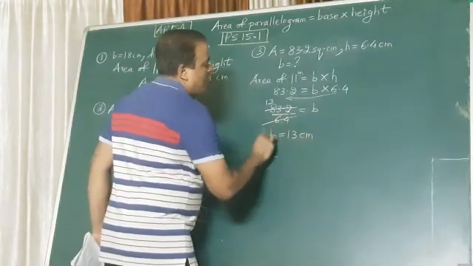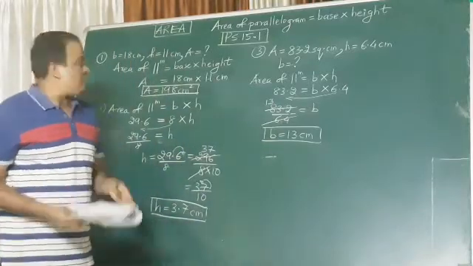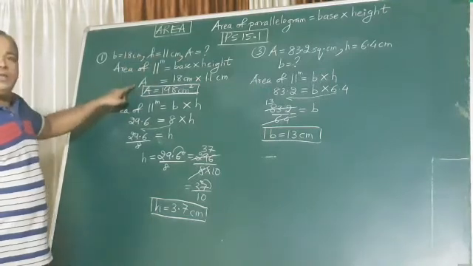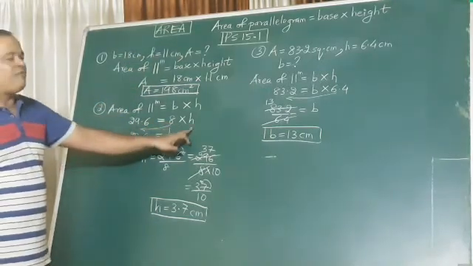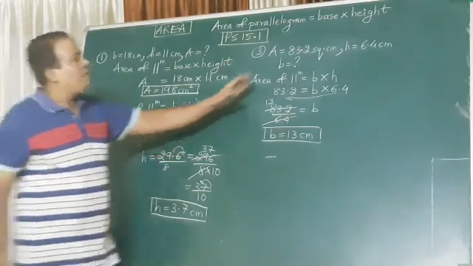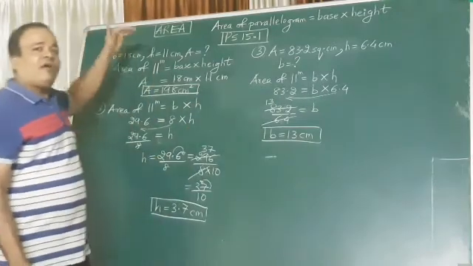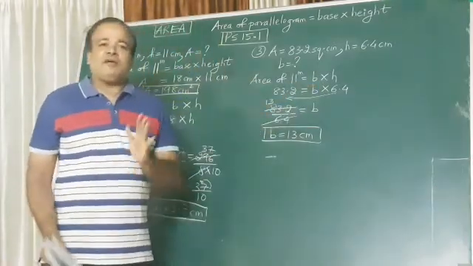Okay? Clear? So we have done all variety. In this exercise there is all variety of sums. In the first sum you found out area, they gave you base and height. Second sum they gave you area and base, you found the height. Third sum they gave you area and height, you found the base. Yes? Here you found area, here you found height, here you found base. So all varieties are done. Okay? Clear?